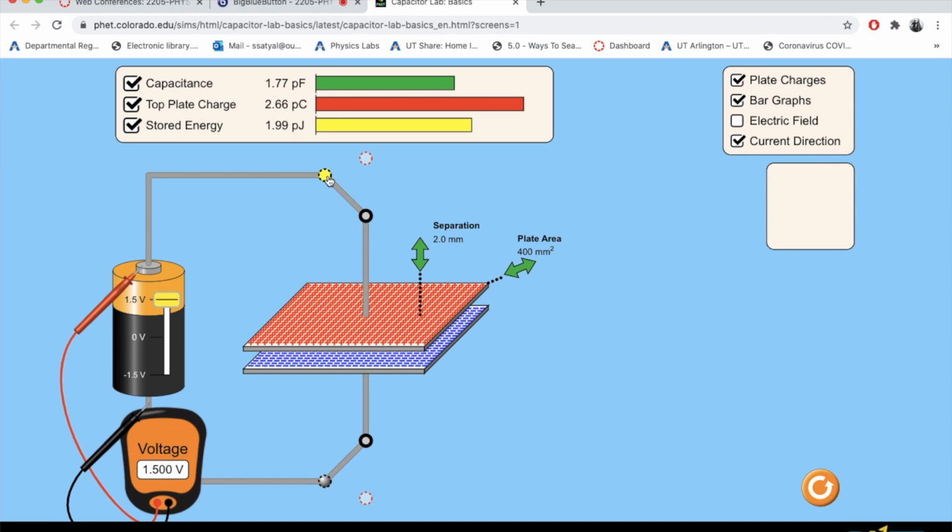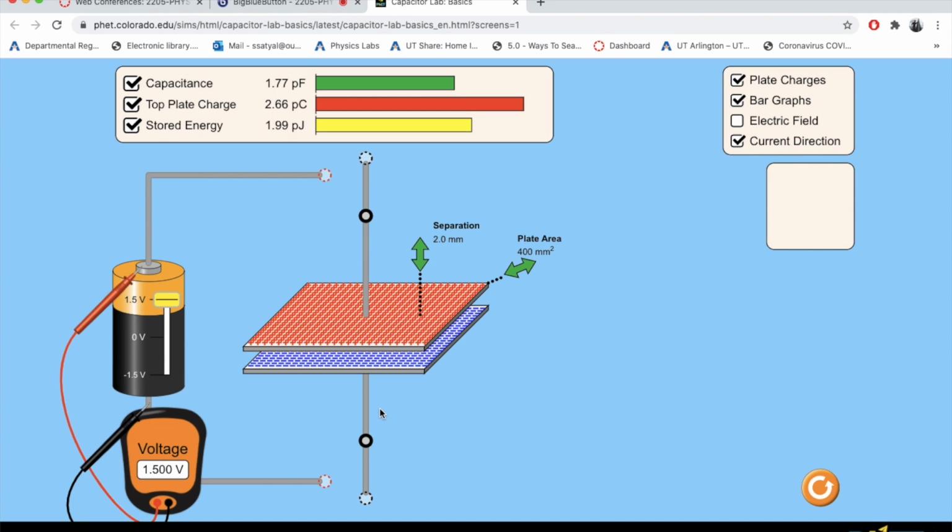Now what happens is when I disconnect it from the battery source, let me disconnect that. So you see, nothing changed in terms of charge, and that's right. There were charges stored in the plates, and by disconnecting the battery, the charge remains constant. The charges remain within the plate, right? And so these are my values: capacitance, top plate charge, and the stored energy is 1.99 picojoules. So now I have charges stored in the plate, and that's the function of the capacitor.